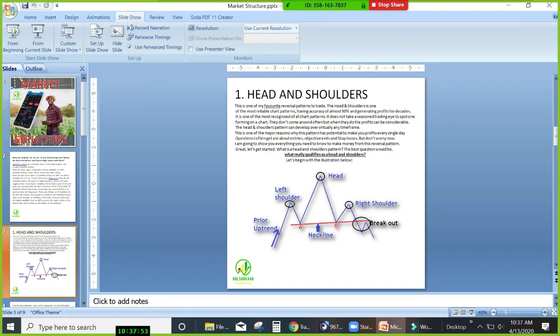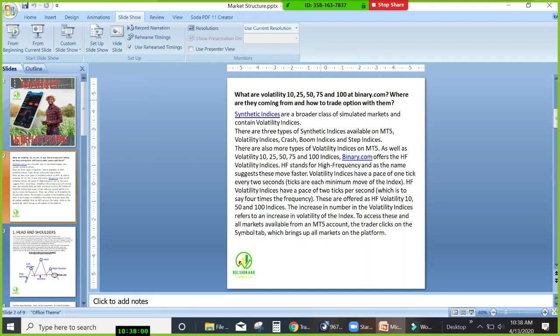But before that, we have to know what we call the pattern and how the volatilities work. We have several volatilities, like the 10, 25, 50, 75, 100 on binary.com, but they have different behaviors. In this market, you will find all of those volatilities, but they behave differently. So let us talk about one of them, like the 75, or boom or crash, or 10. Let us select 75.